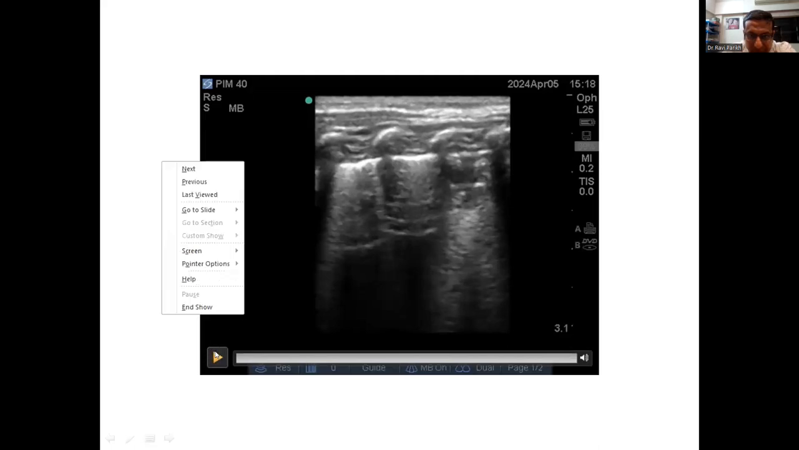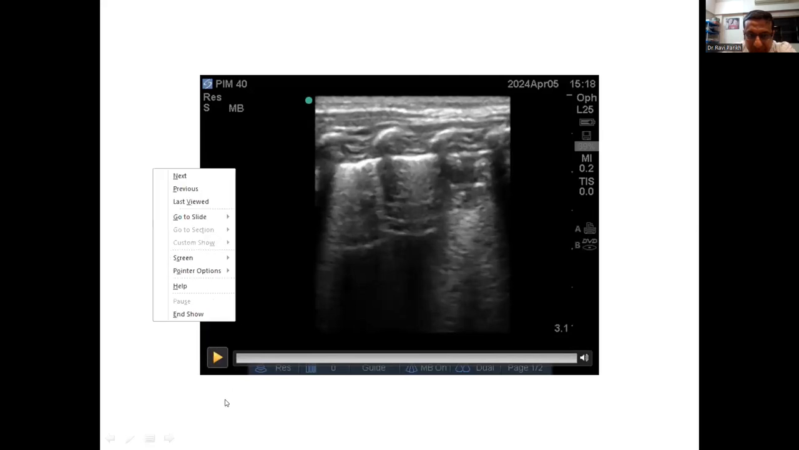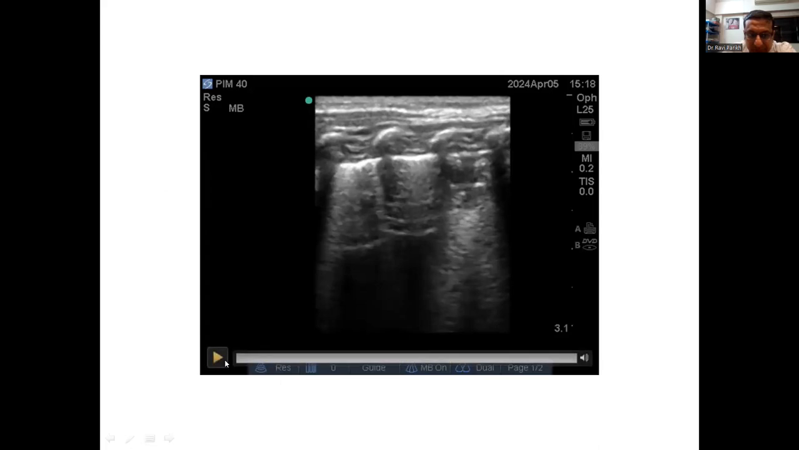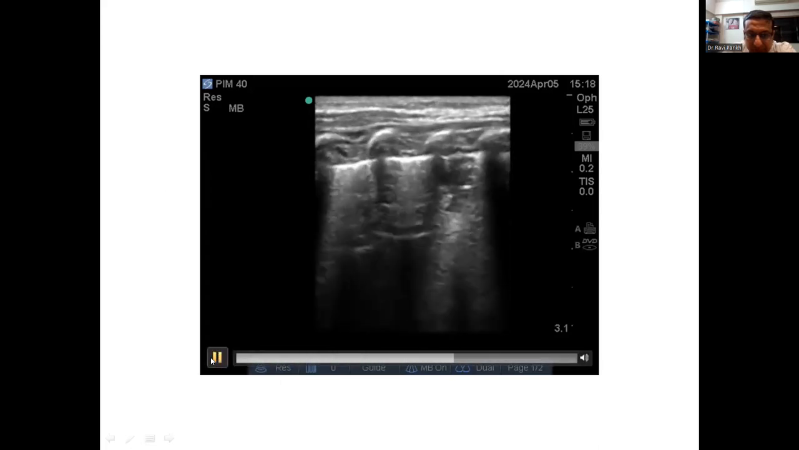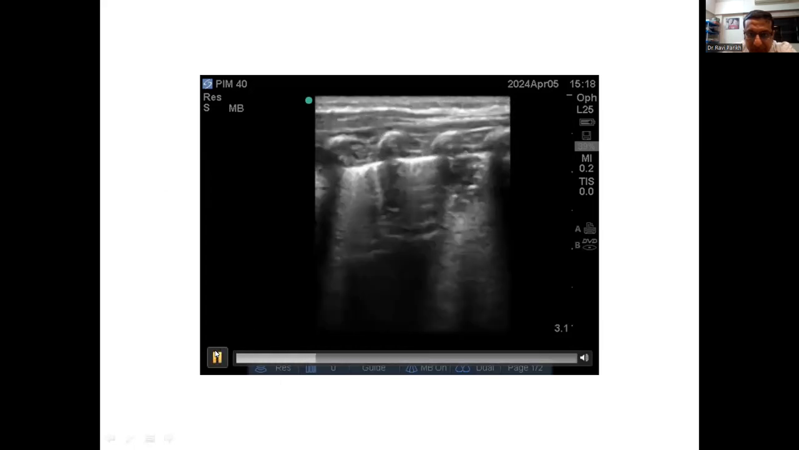Yes, ma'am, you're absolutely right. It's beautiful. It's not good for the baby, but it's beautiful. Very nice images, ma'am. Very good depth penetration. This is an area of shred sign, and we can see a few bronchograms.